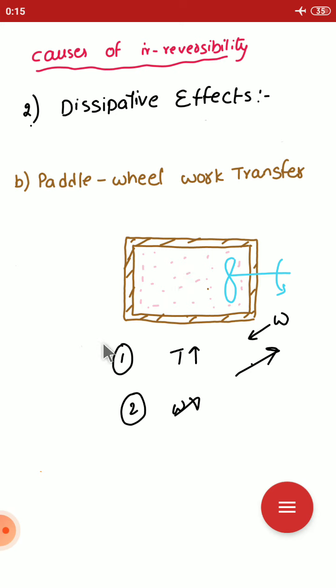I think the causes of irreversibility are now understood. There are two main reasons. One is the lack of equilibrium during the process. The second is the involvement of dissipative effects. These two are the main causes for irreversibility. We have completed the four topics in this video.